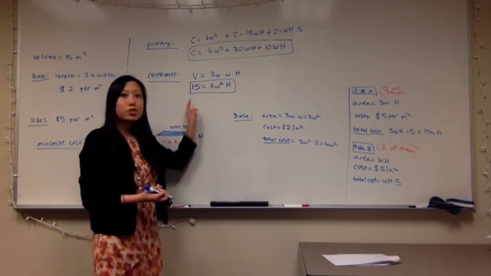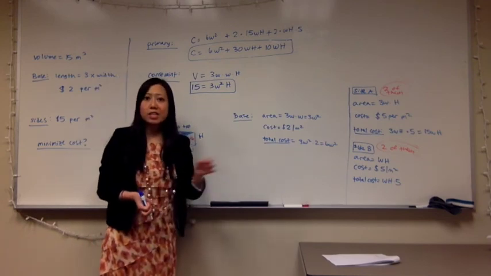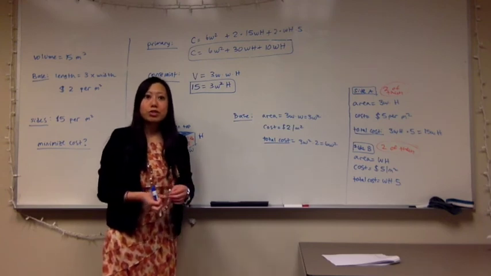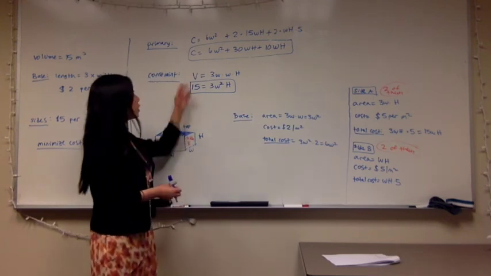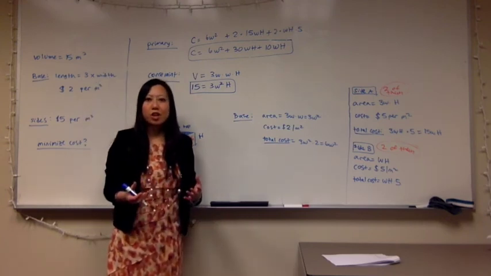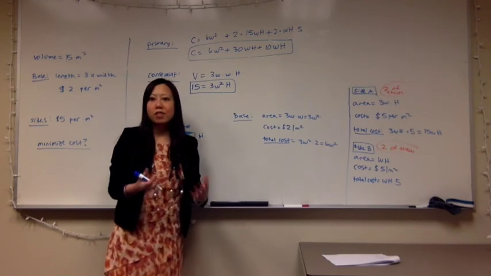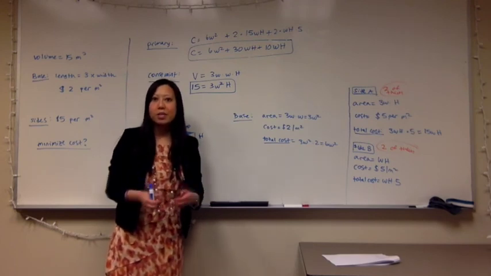And that's our constraint. We're restricted to the fact that the volume must equal 15, right? So for the constraint, we plug in some value because that's what we're restricted to. We're restricted to the volume being 15, but for the primary equation, we don't plug in the cost because that's ultimately what we're trying to find. We're trying to find what will give us the minimum cost.